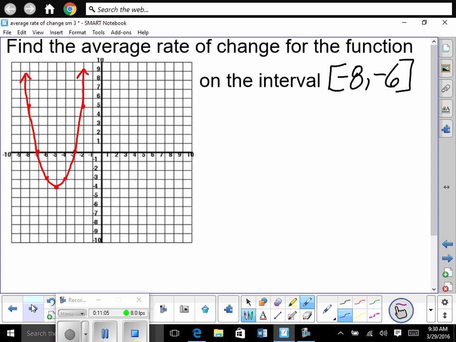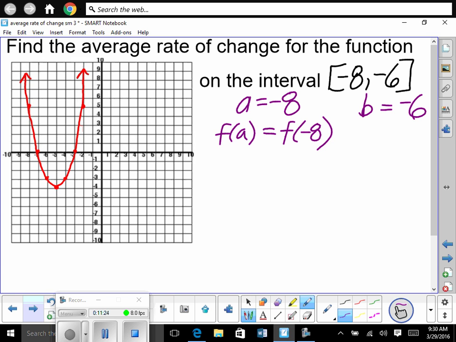It says find the average rate of change for this function on this interval, between -8 and -6. So guys, a is -8, b is -6. I need f of a, which just means what's my function at a, right? Doesn't that just mean what's my function at -8? Well, let's look. What value is my function at -8? 5. Does everybody see how at -8 there's no function except right there? So f of -8 was 5, so f of a was +5. Is everybody comfortable with that?